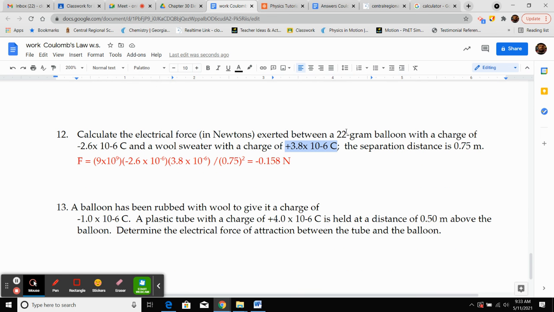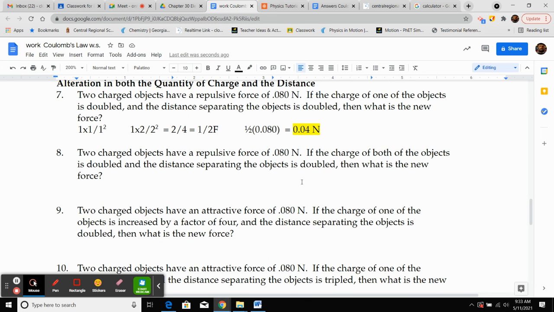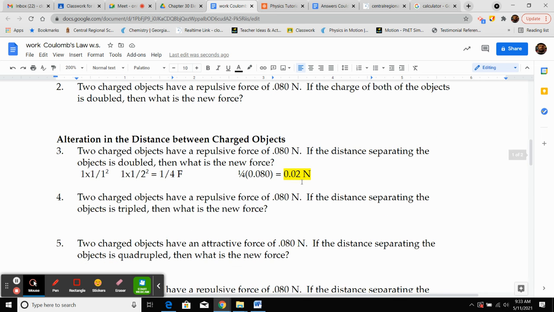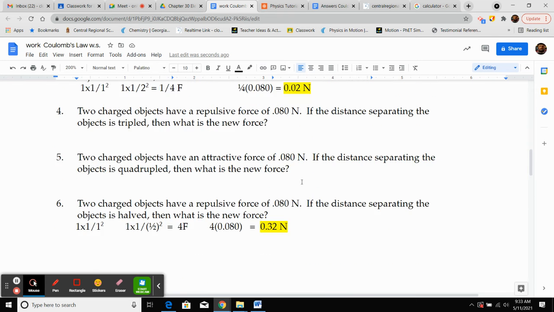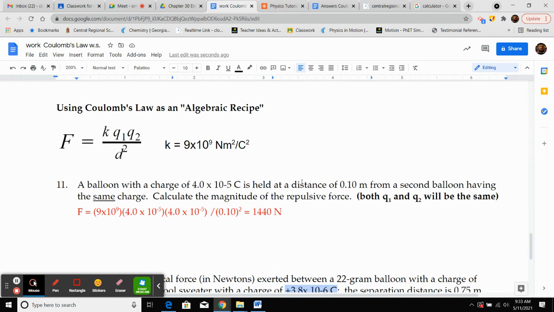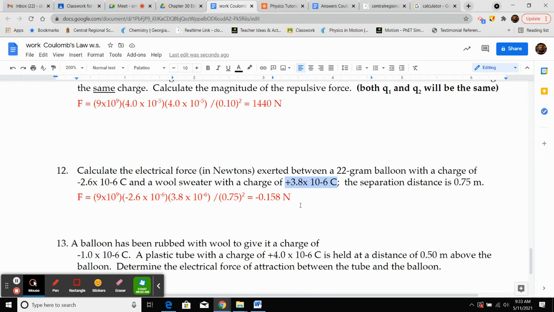All right, so you guys will be able to do number 13 on your own. Also, you need to finish the ones up top. We had a few examples worked out for you. So yes, that is what you guys are going to need to complete. Okay.